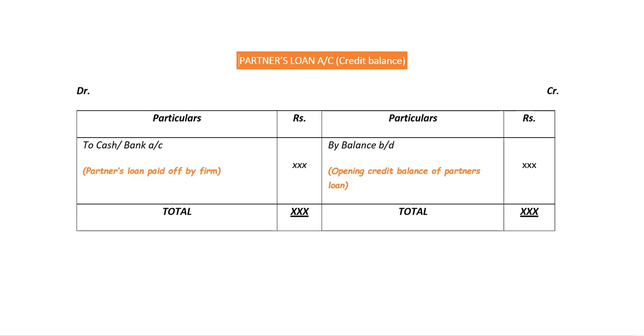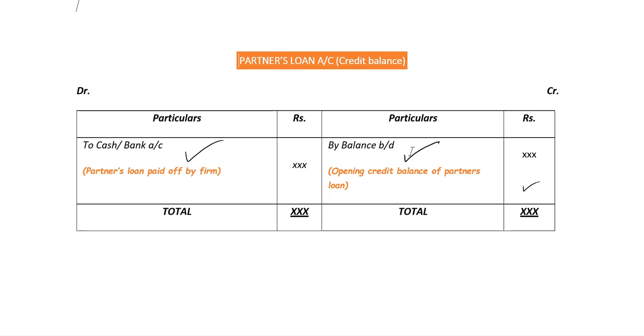Next, let's learn the format of partner's loan account. The loan account having a credit balance and appearing in the liability side of the balance sheet. We'll bring down the balance of the loan onto the credit side because it has a credit balance. This amount has to be paid off by the firm, and for that we will pass the entry to bank account.